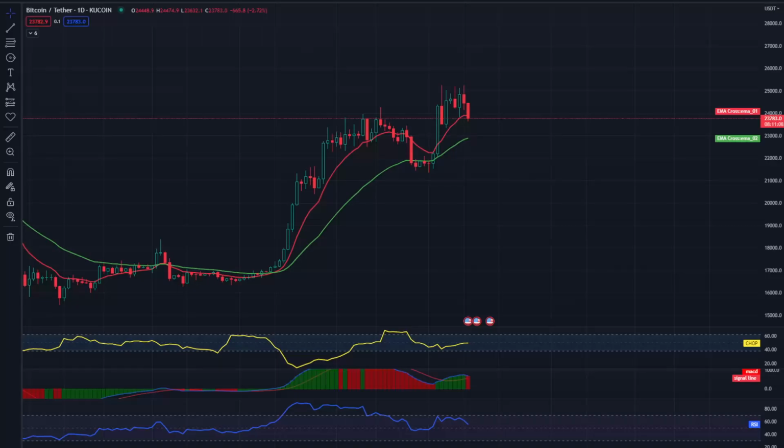Let's start by checking the current situation on the BTC pair to USDT, taking into account the one-day interval. First, we will use the yellow line to mark the uptrend line above which the price is moving.